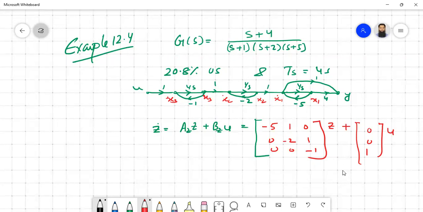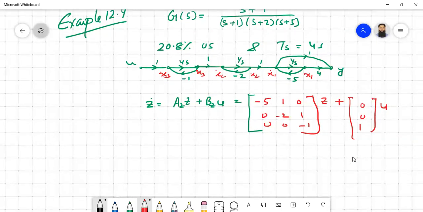Okay, so and what is our output? Output is y equal to, basically, as you can see, minus 5, 1 is coming here. So at this point, it is minus 5x1 plus x2. So minus 5x1 and then 4x1. So it will be minus x1. So that is why minus 1, 1, 0.